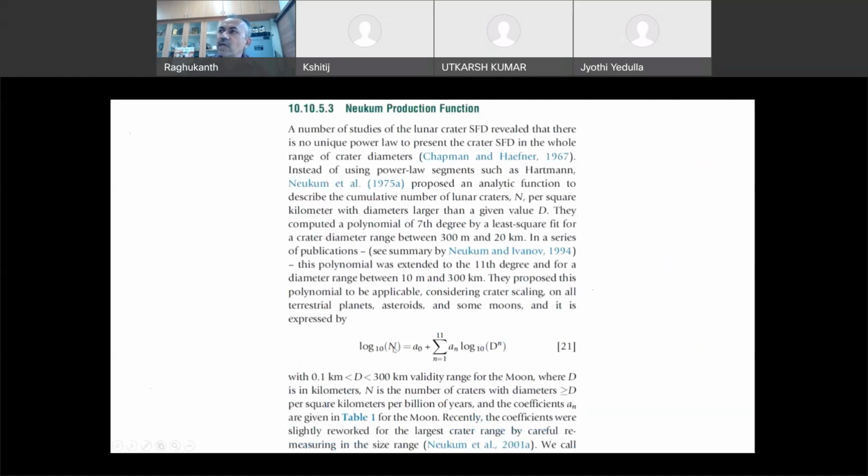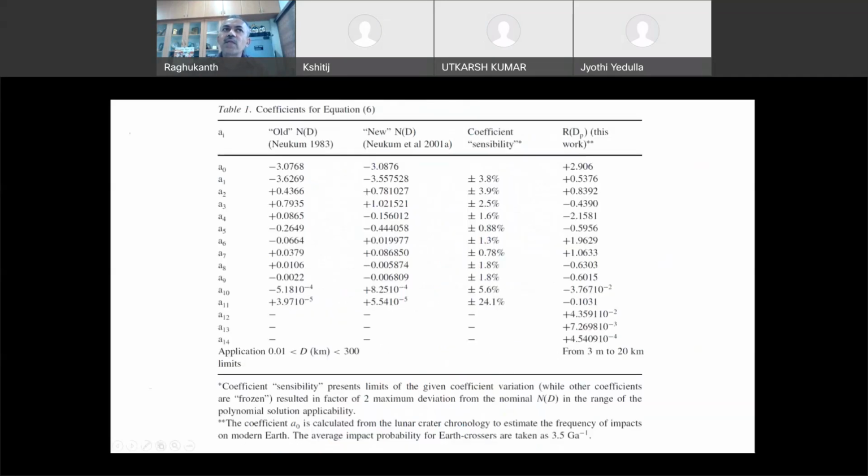So n is your crater frequency, d is the diameter, and this is a polynomial basically. This is what he fitted to the data, and these are the coefficients a0, a1, a2, a3, a4, and so on for all the polynomials. He has done an older one, in 1983 he fitted, then 2001 he fitted. He has more data because the resolutions are more. Then the applicability, from 0.01 to 300 kilometers. Then he has also done it for the R plot, and he estimated all these coefficients.